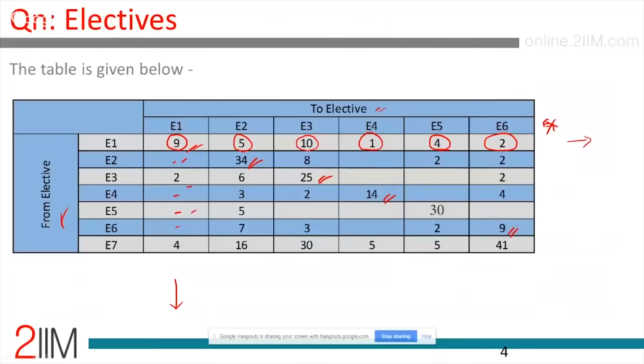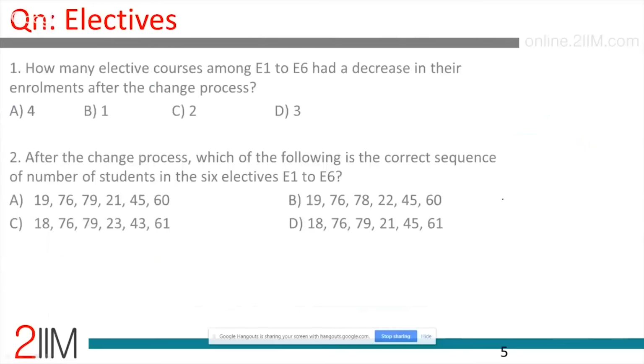1, 2, 3, 4. Nothing empty here. 5, 6, 7, 8, 9, 10, 11, 12. So these many empty cells are there. Important nugget. Now let's go to the question.